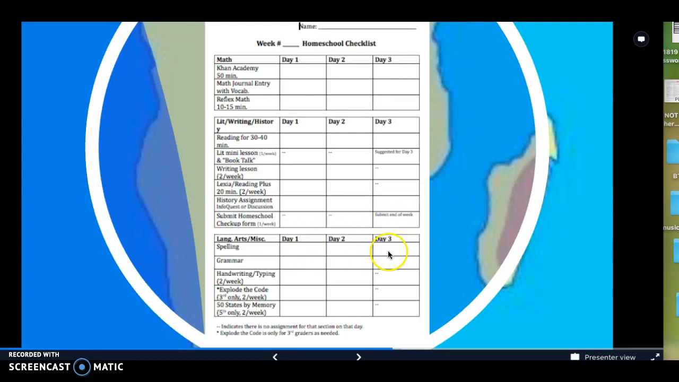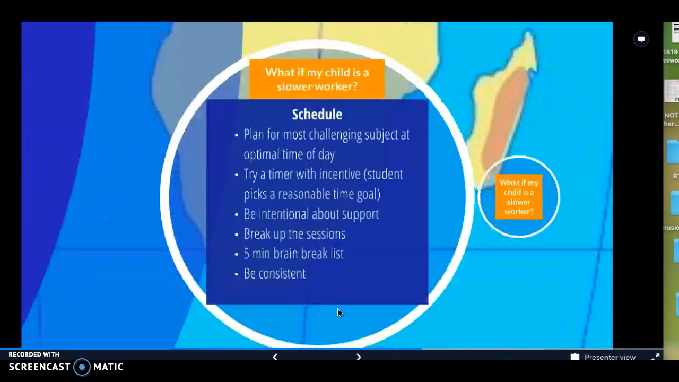Spelling happens 3 days a week. Grammar happens 3 days a week. Handwriting or typing twice. And then if you have a 3rd grader and they're still working on Explode the Code, that's twice a week. And 50 states by memory for 5th graders. You can practice that however you choose, and that happens twice a week. More information about all of these things are in the tutorials. So if you're not sure what I'm talking about, please don't worry. You'll be learning more about those the first 2 days of homeschool.